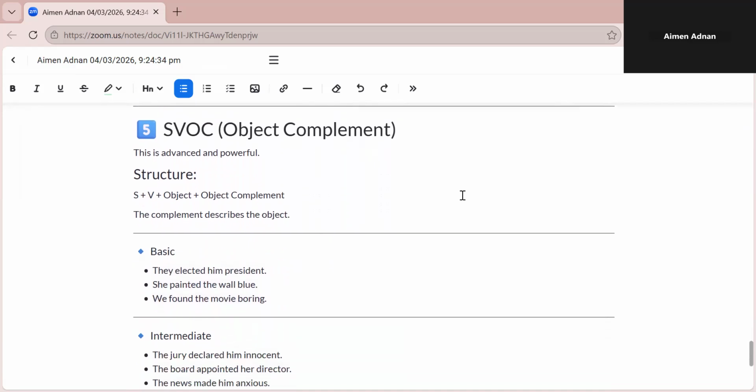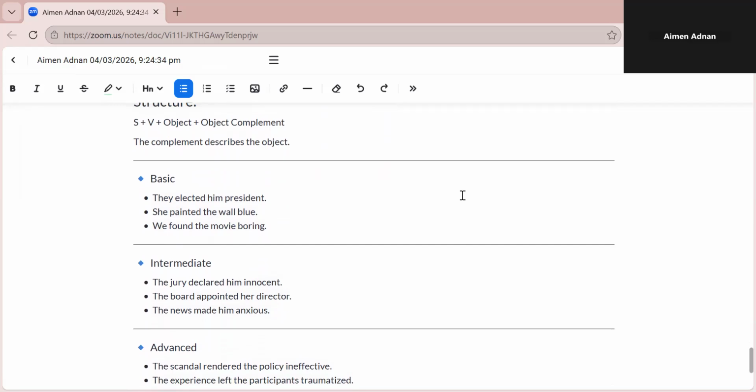And then, the last one, SVOC: subject, verb, object, complement. This is a very advanced, very powerful sentence structure. Now, similar to the SVC structure, which is subject verb complement, in which the complement gave meaning to the subject of the sentence, in this structure the meaning will be given to the object. The object is the one that is being explained, modified, and attributed in the complement. So the complement is basically describing the object.